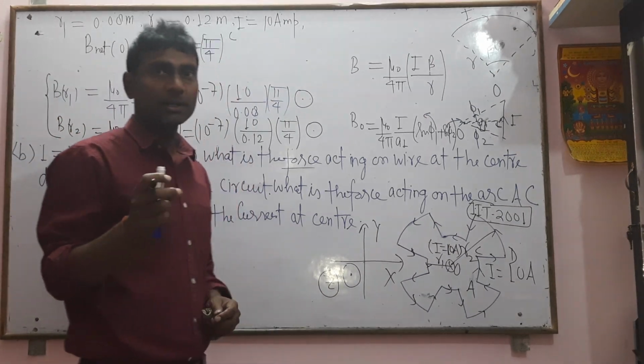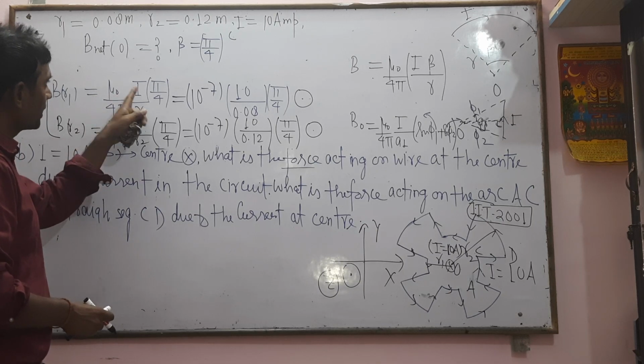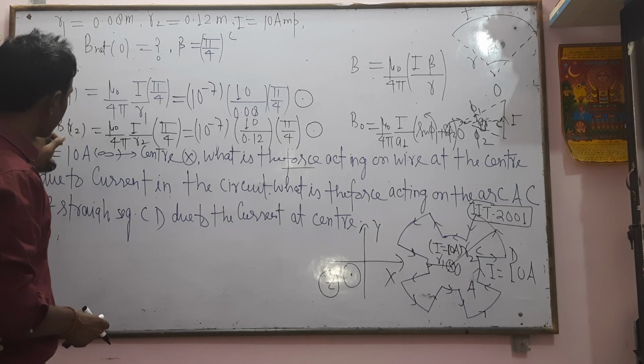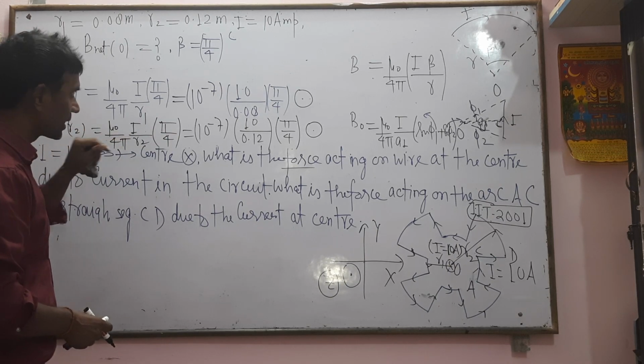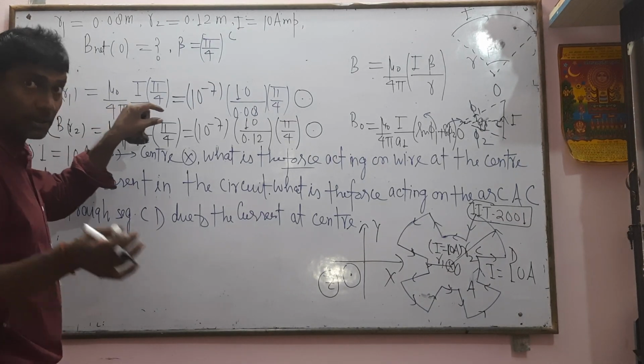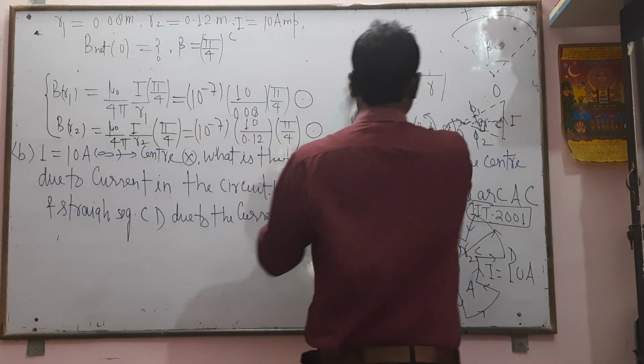The magnetic field due to r1 will be equal to 4 times mu by 4 pi, I by r1, into pi by 4. Similarly for r2 it is 4 times that, or we can add them and then multiply the number, finally.